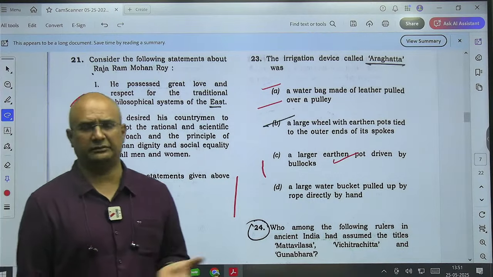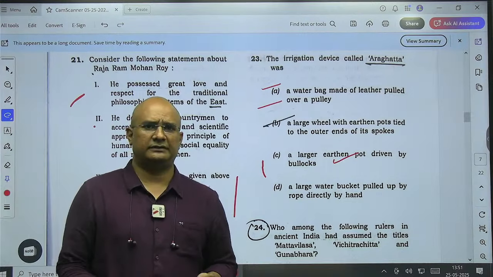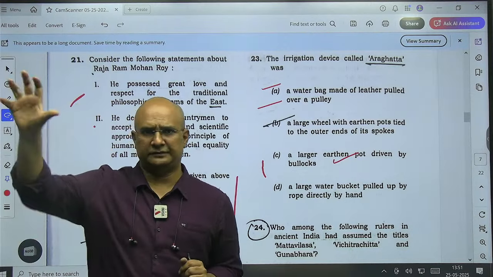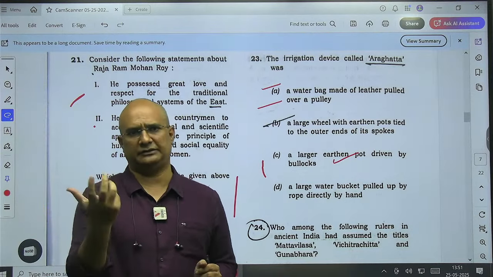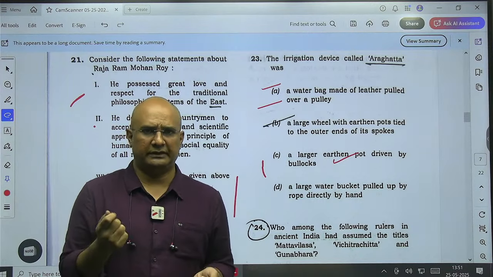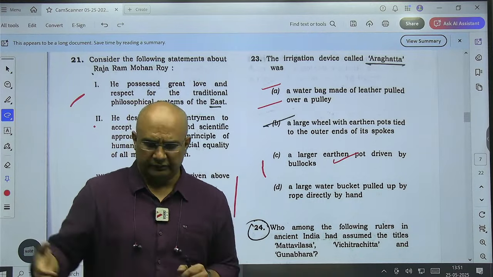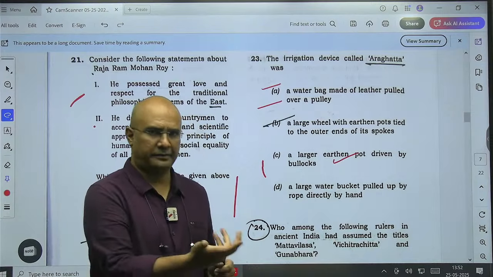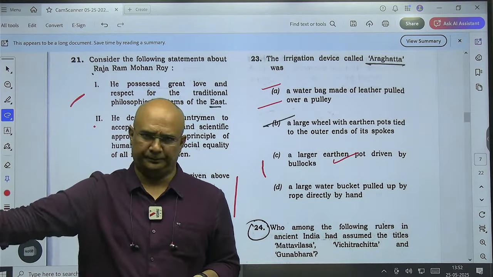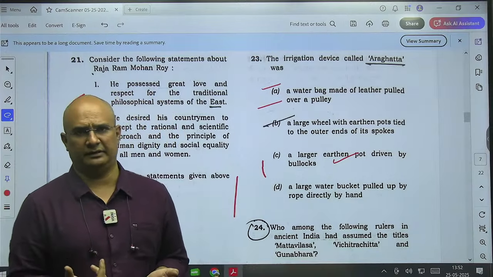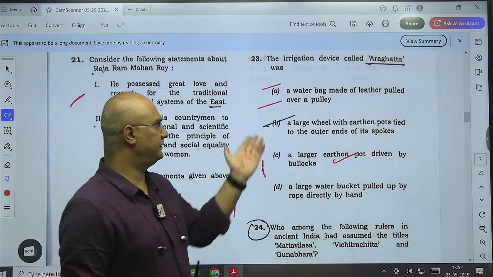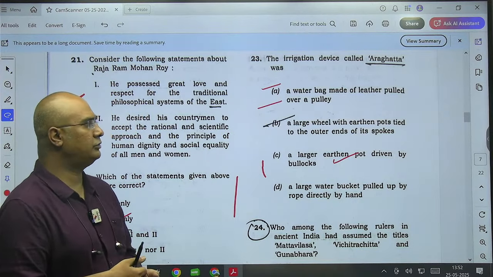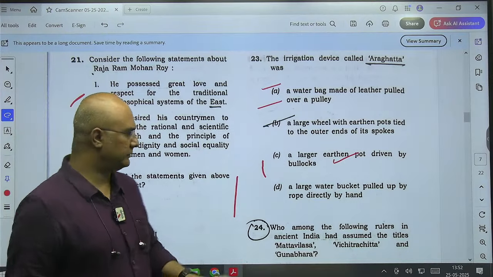Araghatta is an irrigation device that was used particularly in medieval times. What is it? It is a big wheel which will have many spokes coming out of it, and at the end of the spokes you will find earthen pots attached to them. The function of this device is that as it rotates, these pots collect water from a lower level and discharge that water at a higher level. This is also called a Persian wheel. A direct question. So the answer, if you see, is B, a large wheel with earthen pots tied to the outer ends of its spokes. Straightforward question, as I just now said.